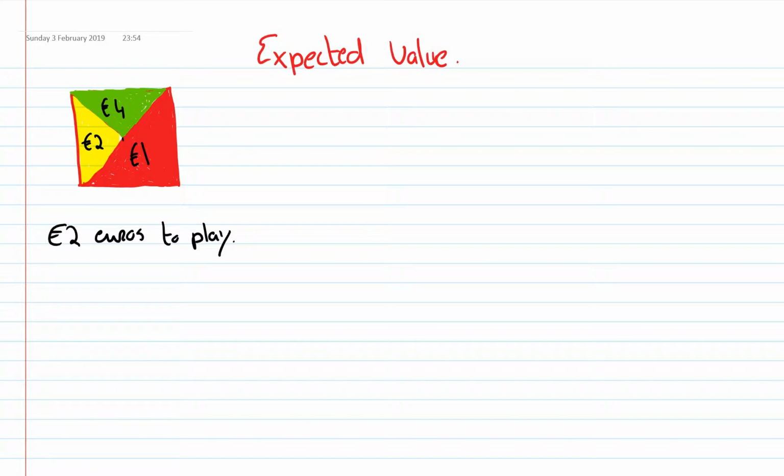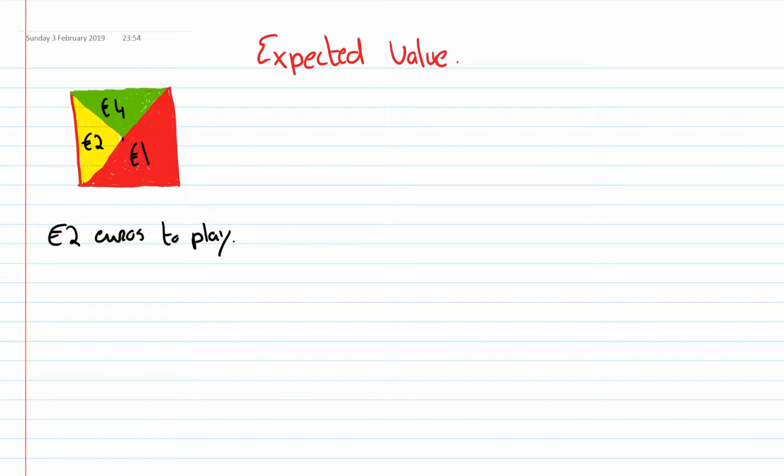So I pay you €2 to play the game, I spin the wheel and I get €1 back. That essentially means I've lost €1. Pay €2 to play the game, I spin, it lands on yellow, I effectively paid €2 and I get €2 back, so I don't win anything, I don't lose anything. And the other one is I pay €2 to play the game, I spin, it goes on green, I win €4, so it means I have a profit of €2.